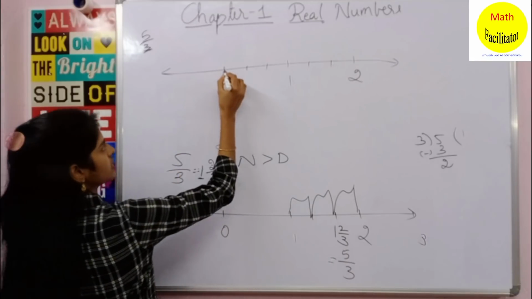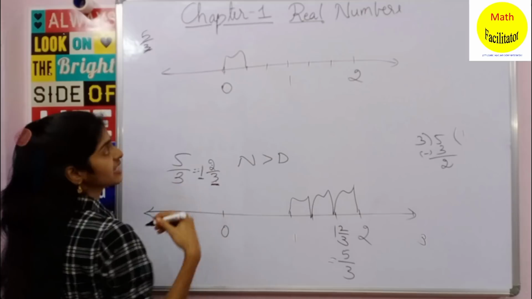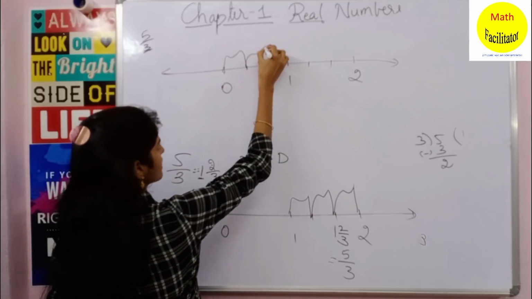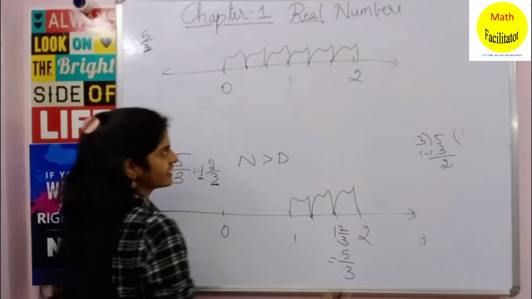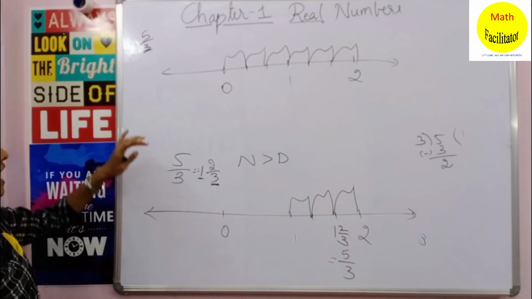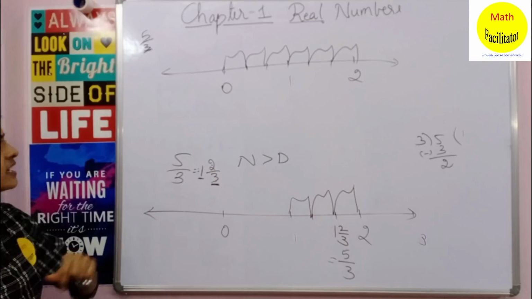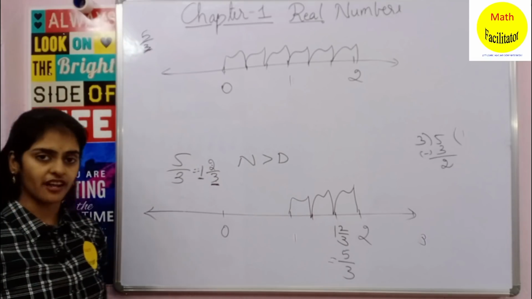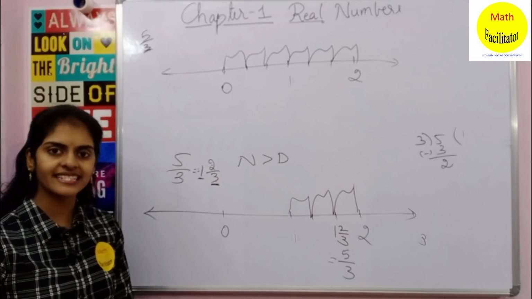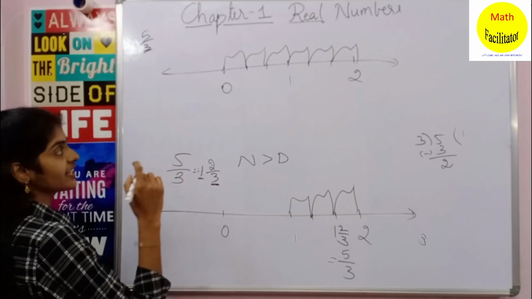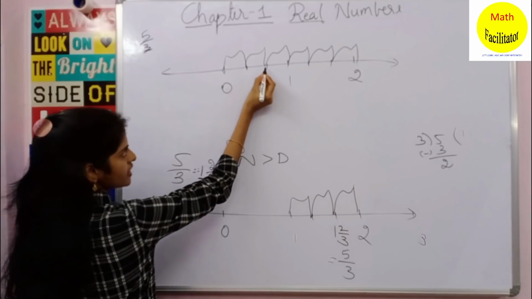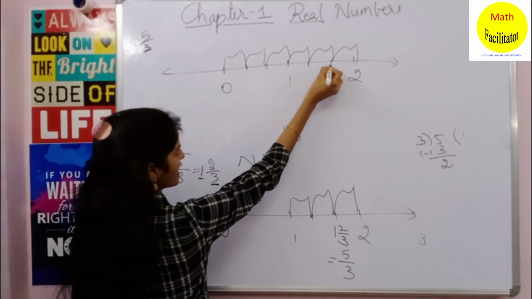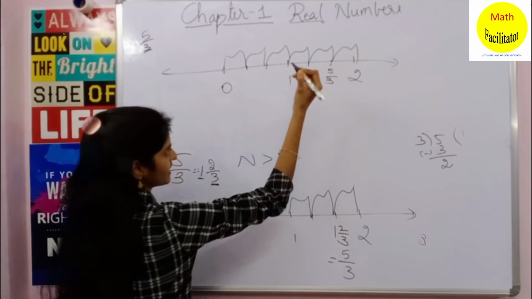So let me mark here so that it will be clear for you. This is part 1, 2 and 3. Clear? So now how many parts should you consider? The numerator tells you how many parts you have to consider. The numerator here is 5. So you have to consider 5 parts from the beginning. So this is part 1, 2, 3, 4 and 5. So this is nothing but 5 by 3.